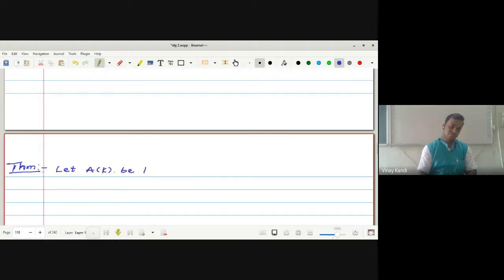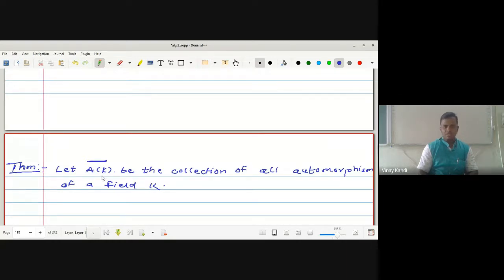Be the collection of all automorphisms, the set of collection of all the automorphisms of a field K. Okay, that is, each and every element in this set is what? An automorphism on K. So what will the element be? It will be a function. Okay, in the set A of K, the nature of element is a function.